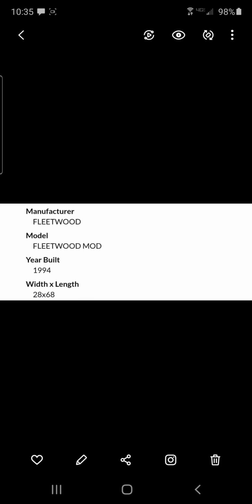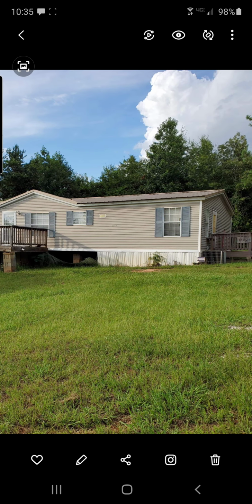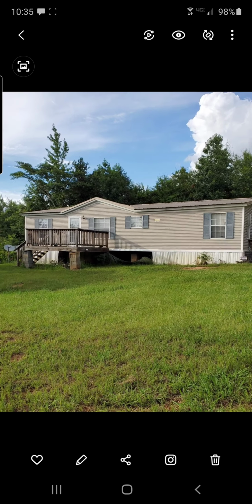So this is a double wide that they sent me, a 28 by 68, '94 built Fleetwood. Obviously there are certain pictures that I ask people to send me so that I can better check it out, try to review it and see what I can do for them. But very nice property they sent me.